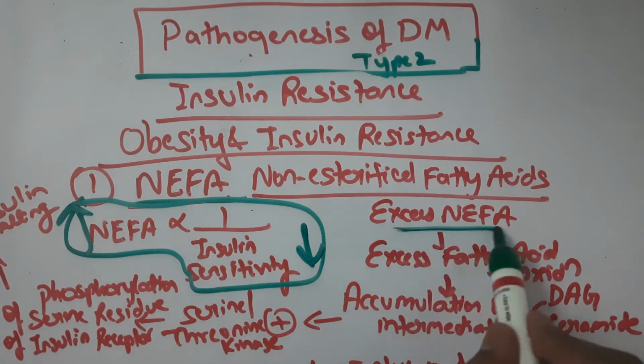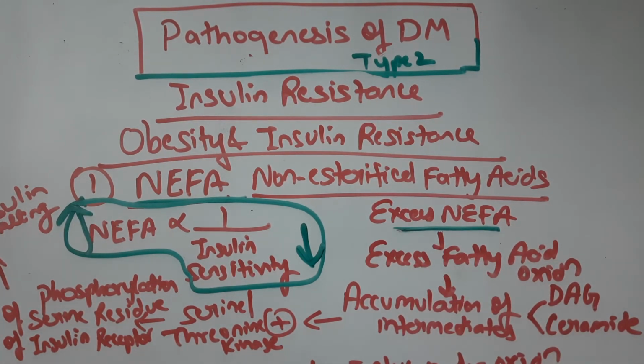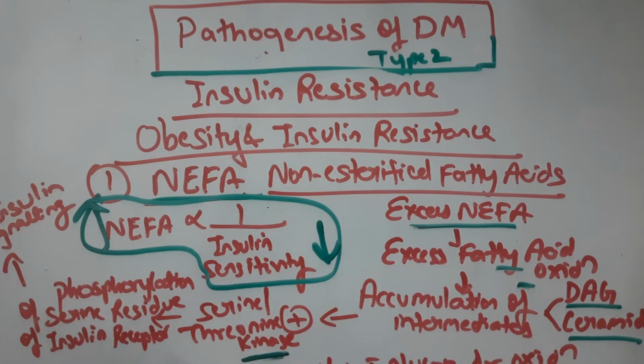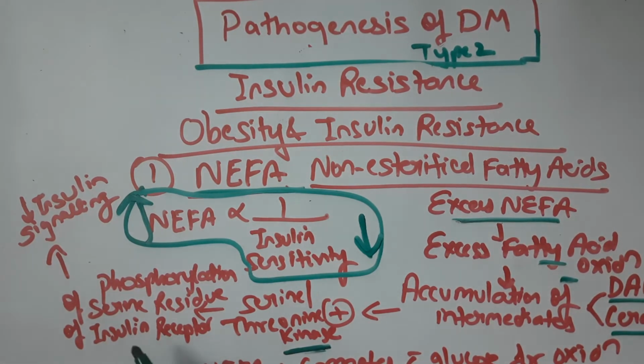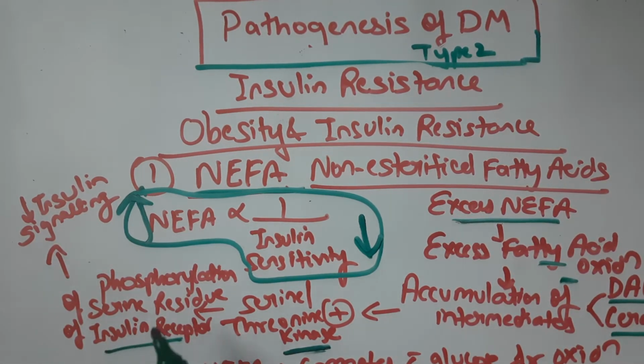First one is, अगर NEFA ज़्यादा होगा, अगर नॉन एस्टेरिफाइड फैटी एसिड ज़्यादा है, तो उसके वजह से फैटी एसिड ऑक्सीडेशन भी ज़्यादा होगा. इसकी वजह से एक्सेस फैटी एसिड ऑक्सीडेशन होगा, ठीक है, क्योंकि फैटी एसिड ज़्यादा है. और उसके वजह से एक्यूमुलेशन ऑफ इंटरमीडिएट्स होगा, लाइक डाई एसाइल ग्लिसरॉल एंड सेरामाइड. ये इंटरमीडिएट्स एक्यूमुलेट हो जाएंगे तो it will stimulate the serine threonine kinase. काइनेज को स्टिमुलेट करेगा तो फॉस्फोराइलेशन हो जाएगा. फॉस्फोराइलेशन ऑफ सेरीन रेजिड्यूज ऑफ इंसुलिन रिसेप्टर्स.